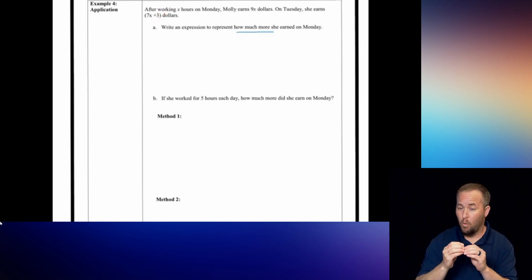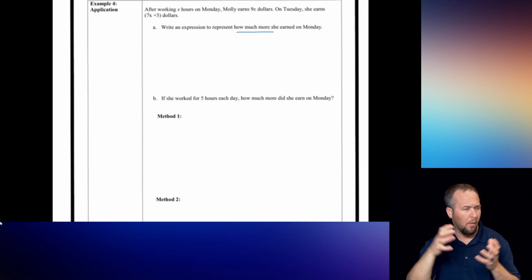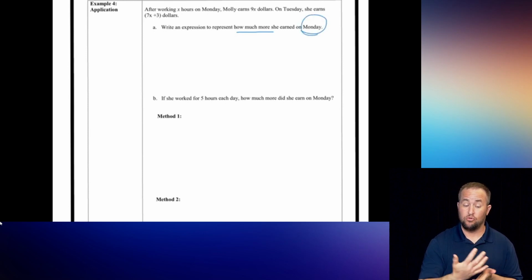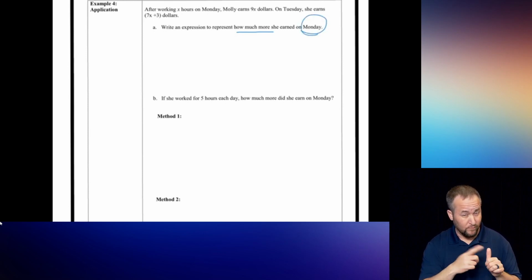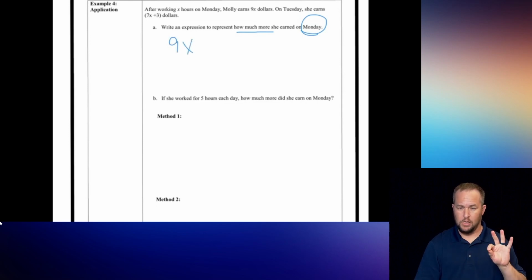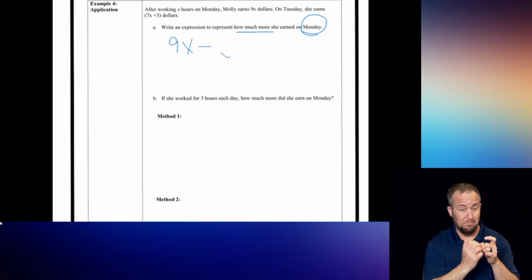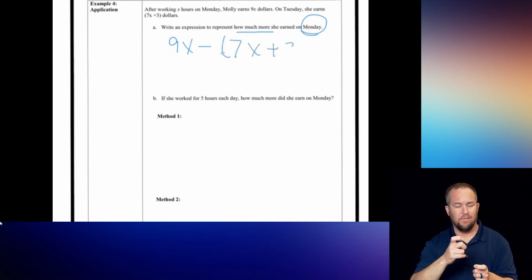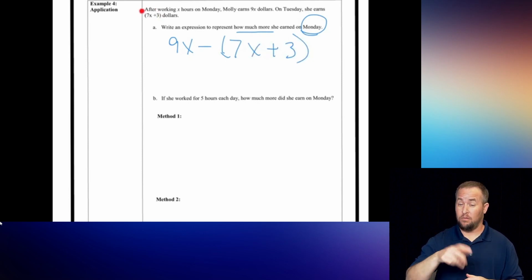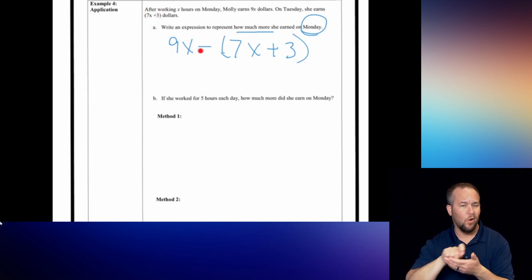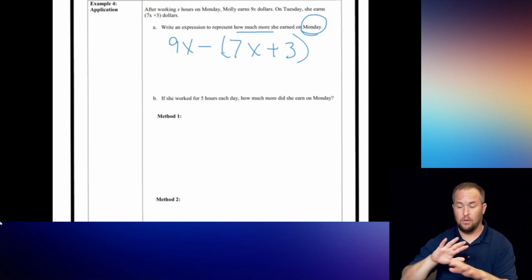When you want to find how much more something is, that is subtraction. She earned on Monday. Since that's the word that came first, that's what we need to write first in the problem. So it'd be 9x minus the Tuesday amount, which is (7x + 3) in parentheses, and those parentheses are important. Even if this did not show the parentheses here, I would have to write them to show that I'm subtracting this whole amount at once.